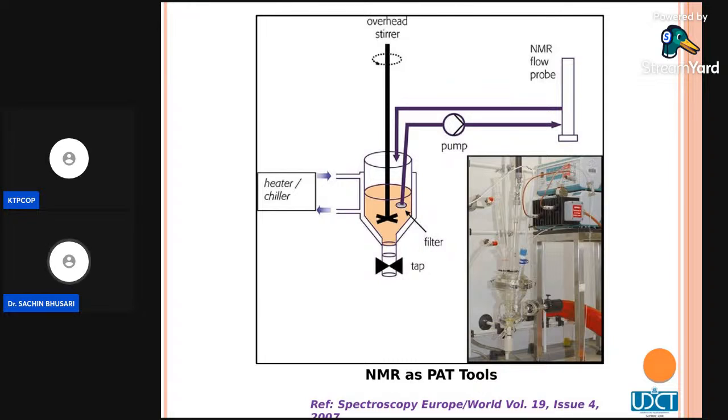This is the important slide which I would like to show you. When it is in a reaction mixture, this is the actual photograph. This probe is going towards the NMR. So an NMR platform can be coupled with a reaction, and you can monitor the reaction online. Online reaction monitoring is quite possible.